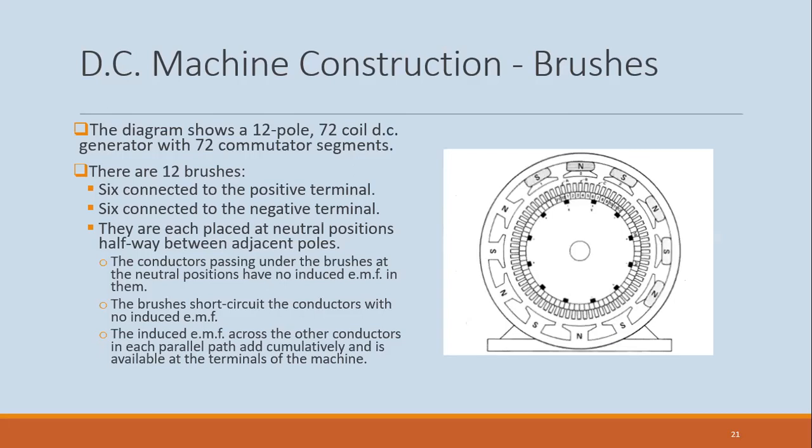All right, so this is basically explaining all of that again. Just another example of a 12-pole machine. So 12 brushes, and there are a whole heap of commutator segments. 12 brushes, 6 connected to the positive, 6 connected to the negative. And so this is a more general reading.